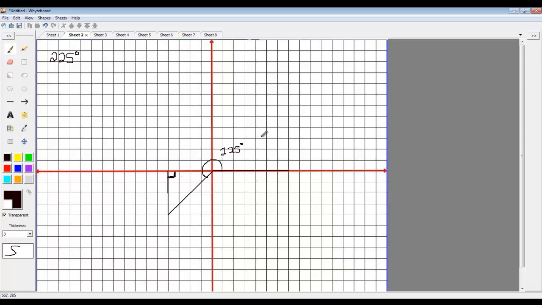Let's say we want to figure out what the trig ratios are for the 225 degree angle. Well, we can use this reference triangle to help us. If we think about the fact that already from here to here is 180, we can subtract 225 and 180 and see what the reference angle would be.